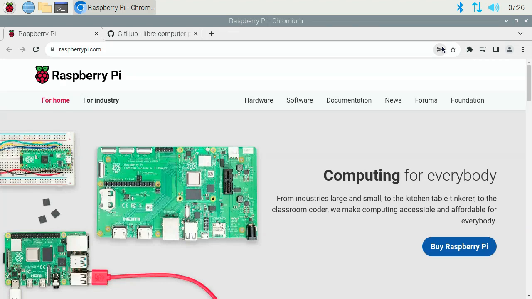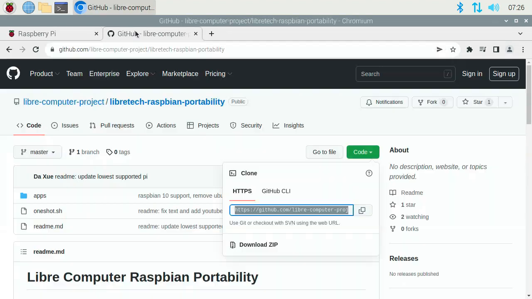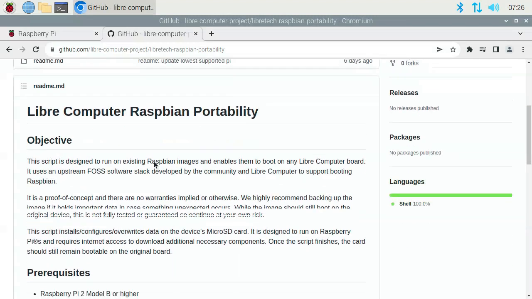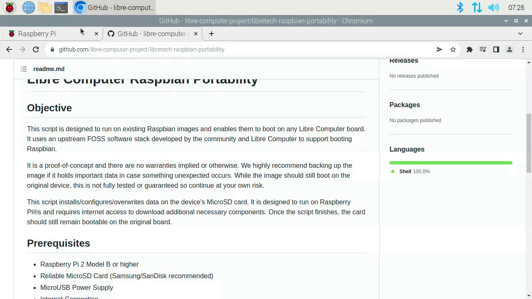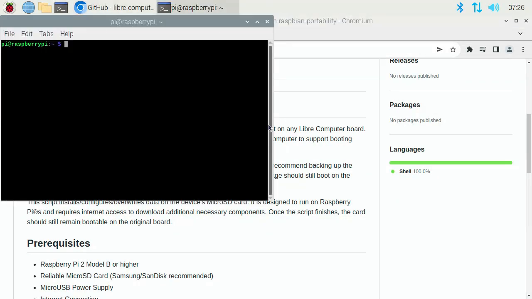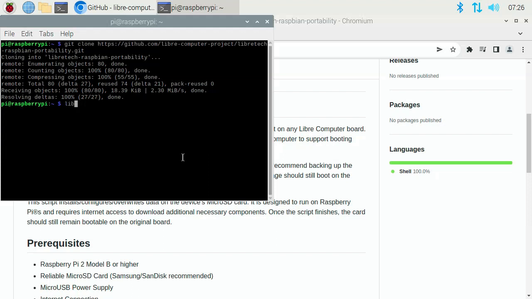In this video, we'll be demonstrating the process of getting an existing Raspbian or Raspberry Pi OS image to run on a Libre Computer board. This process is simple and fast, requiring just two commands and roughly 3 minutes. It supports all versions of Raspbian, both 32-bit and 64-bit, and all Libre Computer boards.